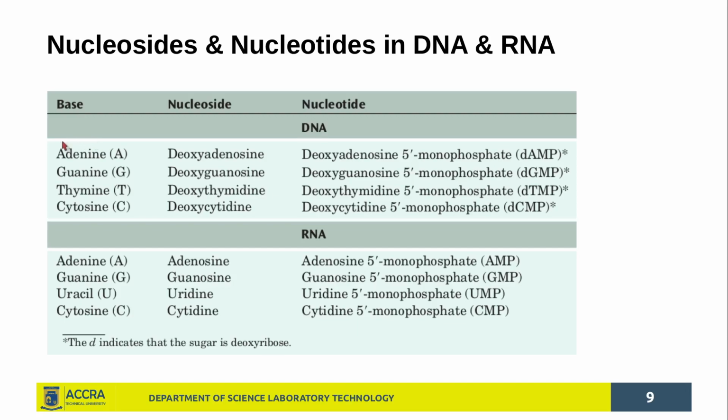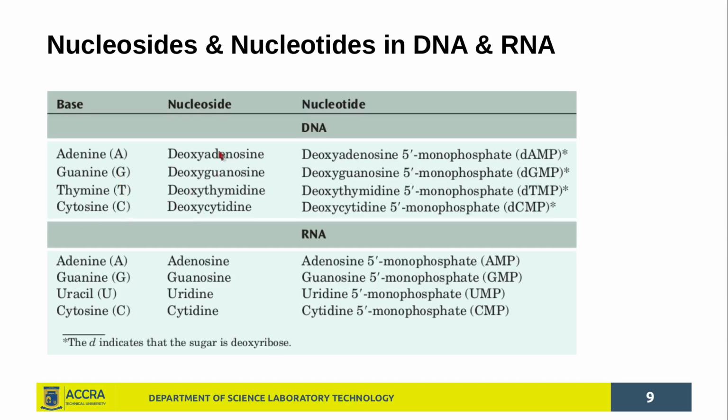Now, with that said, we are looking at the top here at all the nucleotides which can be present in DNA, and then below we want to look at the nucleotides which can be present in RNA. At the top, the bases that are present in DNA are adenine and guanine. These two are the purines present in DNA. And the pyrimidines present in DNA are thymine and cytosine.